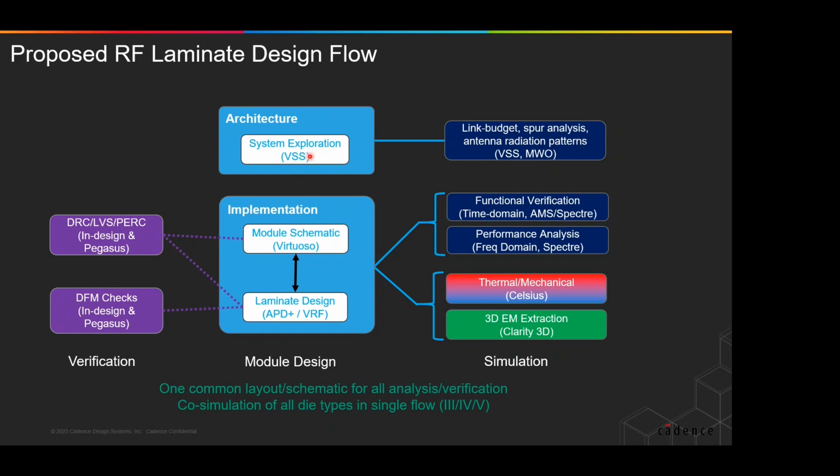And then moving from VSS, we move to implementation, where the module schematic is done in Virtuoso and the laminate design is done in a combination of APD and VRF, and data is seamlessly moved back and forth between these two. Now, having one database where you're basically implementing and laying out your design has some real advantages. One being that you're doing your functional verification, your performance verification, and your DRC and LVS all on the same database. So whichever you've simulated is actually what you're going to tape out.